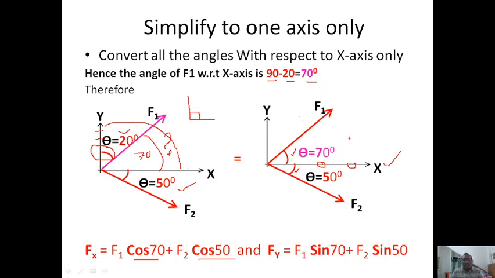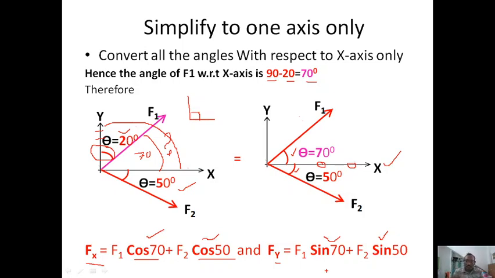So that I can easily write the equation in terms of cosines and sines separately. For Fx only cosines will come, mind it, and for Fy only sines will come. Direction is different. You have to take the plus and negative symbols according to whether they are going upward, downward, towards the right-hand side or left-hand side. Those signs, plus or minus, you have to see.